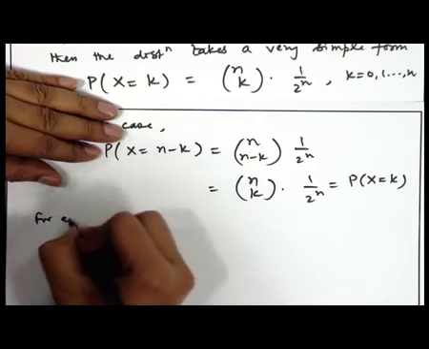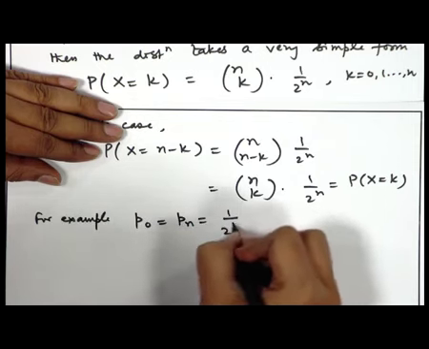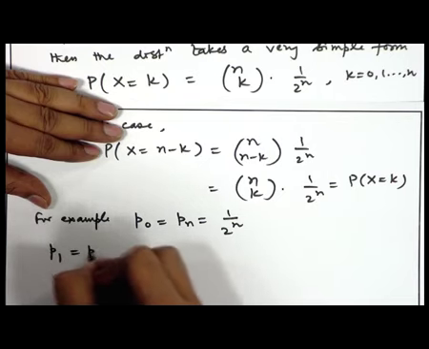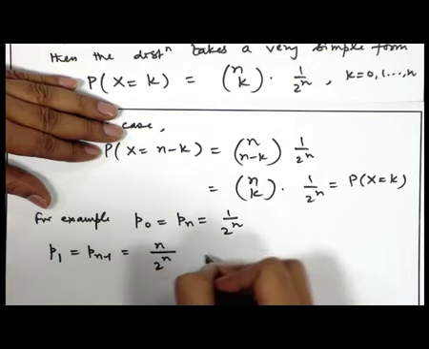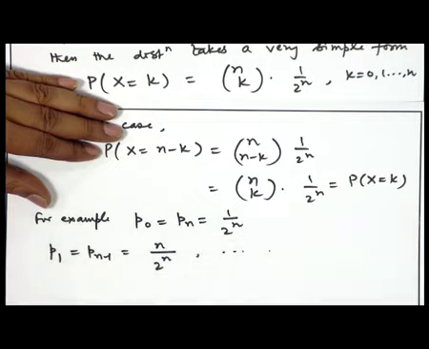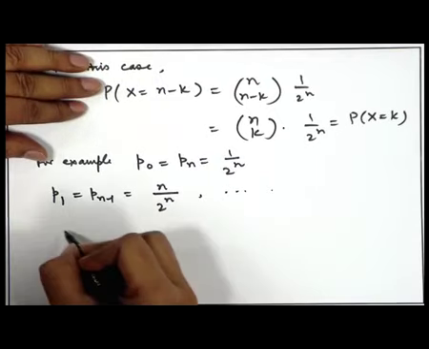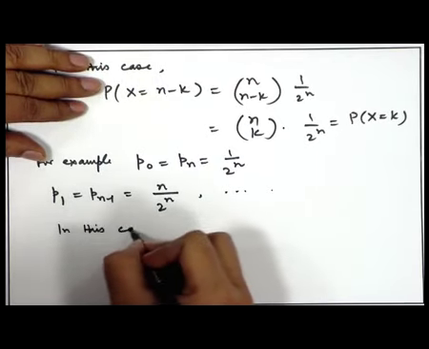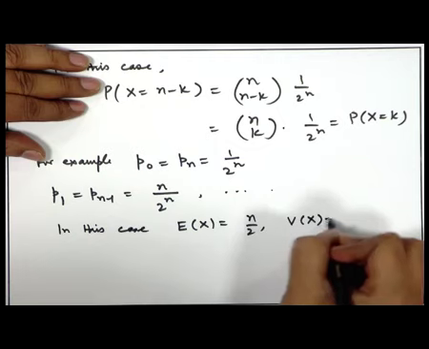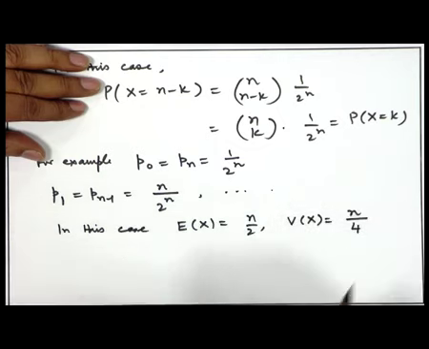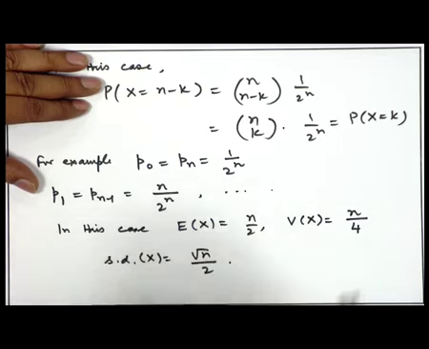So, for example, P0 is equal to Pn, that will become simply 1 by 2 to the power n. If I consider P1 and P(n minus 1), then that will become n divided by 2 to the power n. Similarly, you can consider other values. So, this is one special case when the success and failure probabilities are same, and in this case expectation of x becomes n by 2 and variance of x becomes n by 4, and the standard deviation becomes square root n by 2.